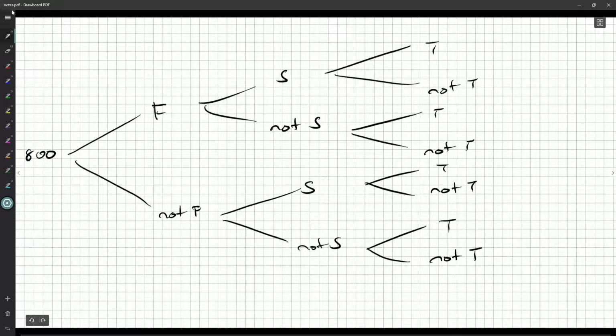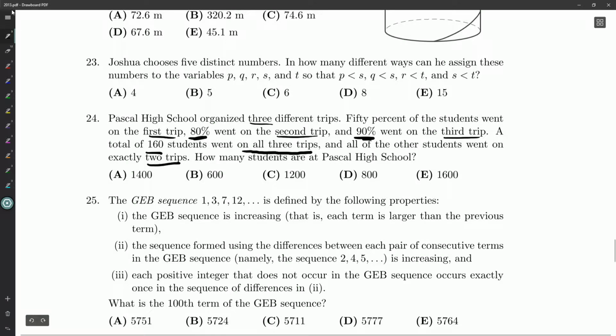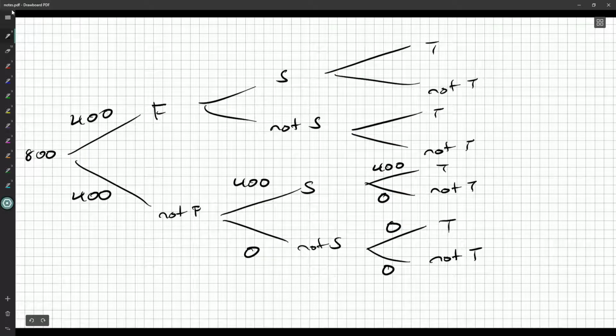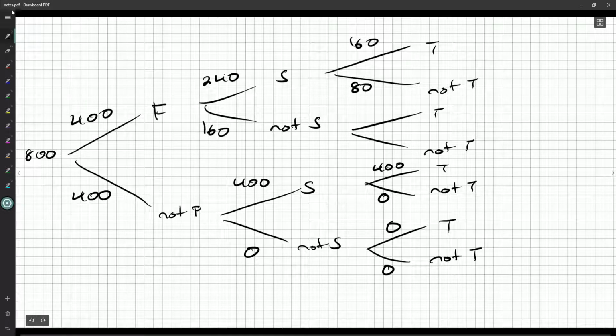So a total of 800, half the students, so 400, 400, no students there, no students there, no students did that, no students did that, 400, 400, and then, oh, by the way, our answer is D, but then 3/10 and 2/10, so 2/10 times 800, so 80 times 2, so it's 160. 80 times 3, 240. 160 up here. 80 students went on the first trip, the second trip, but not on the third trip.